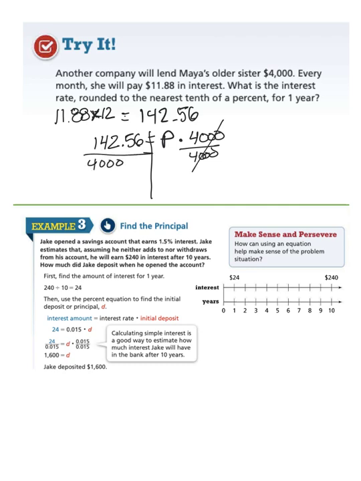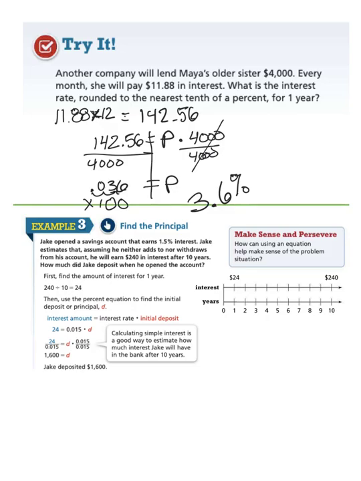And when you divide this by 4,000, you should come up with 0.036, which again is a decimal. You have to multiply that by 100 to turn it into an actual percent. Move the decimal place 2 places. So she would be paying an interest rate of 3.6% on this particular loan.